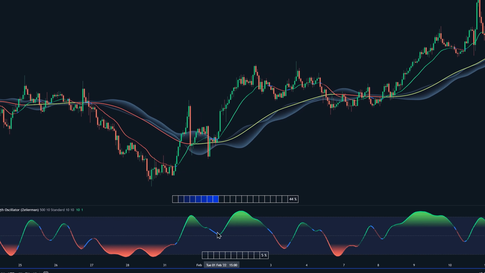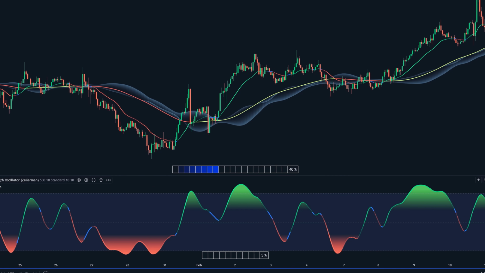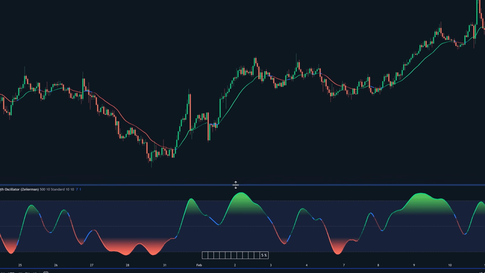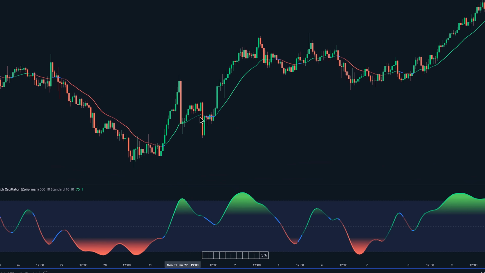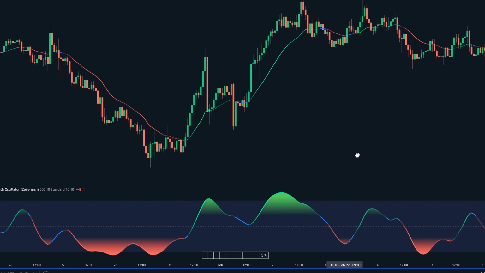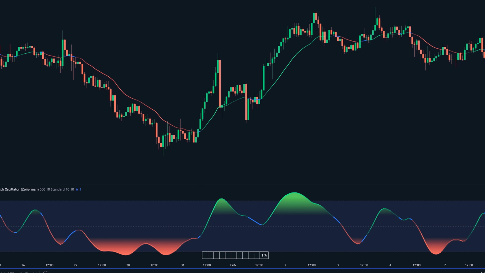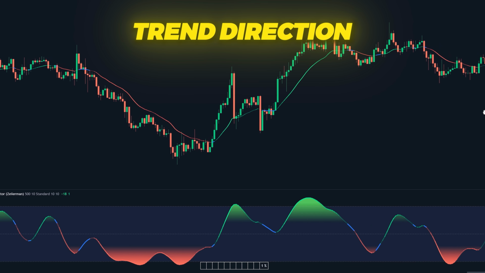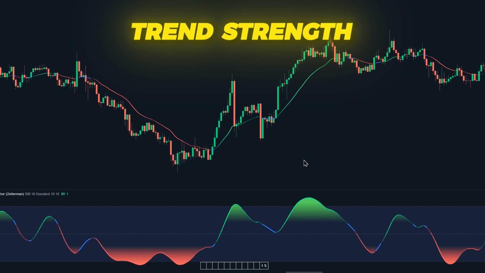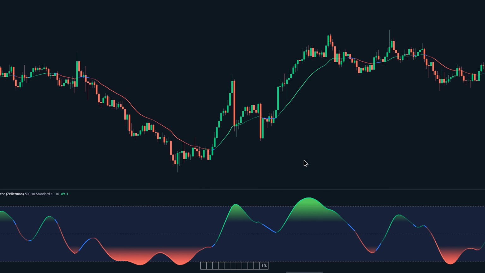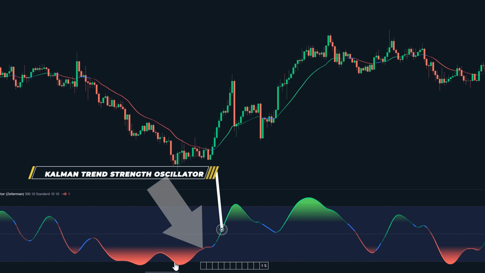The one at the bottom is the Kalman Trend Strength Oscillator. If I hide the one at the top, you can see that this oscillator also overlays a trend ribbon that is basically a mirror of itself onto your chart. This oscillator also adapts to market volatility and momentum, but it focuses on showing both the trend direction and the strength of the trend. So basically, the indicator at the bottom has the Kalman Trend Strength Oscillator, which is this line that changes color between green and red.